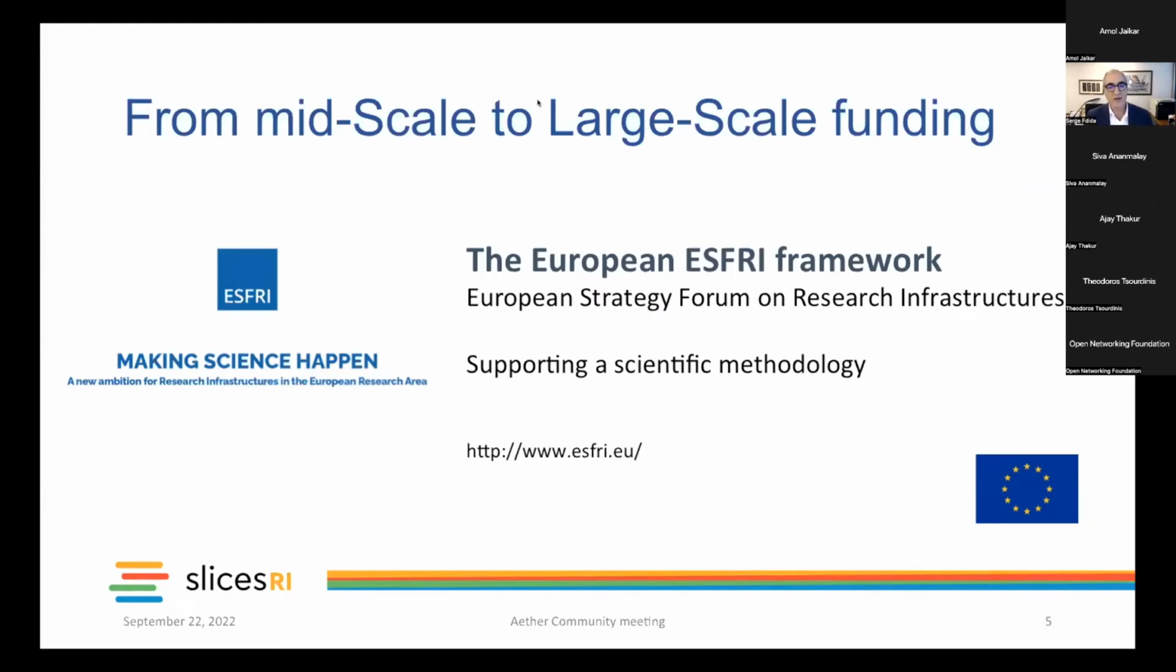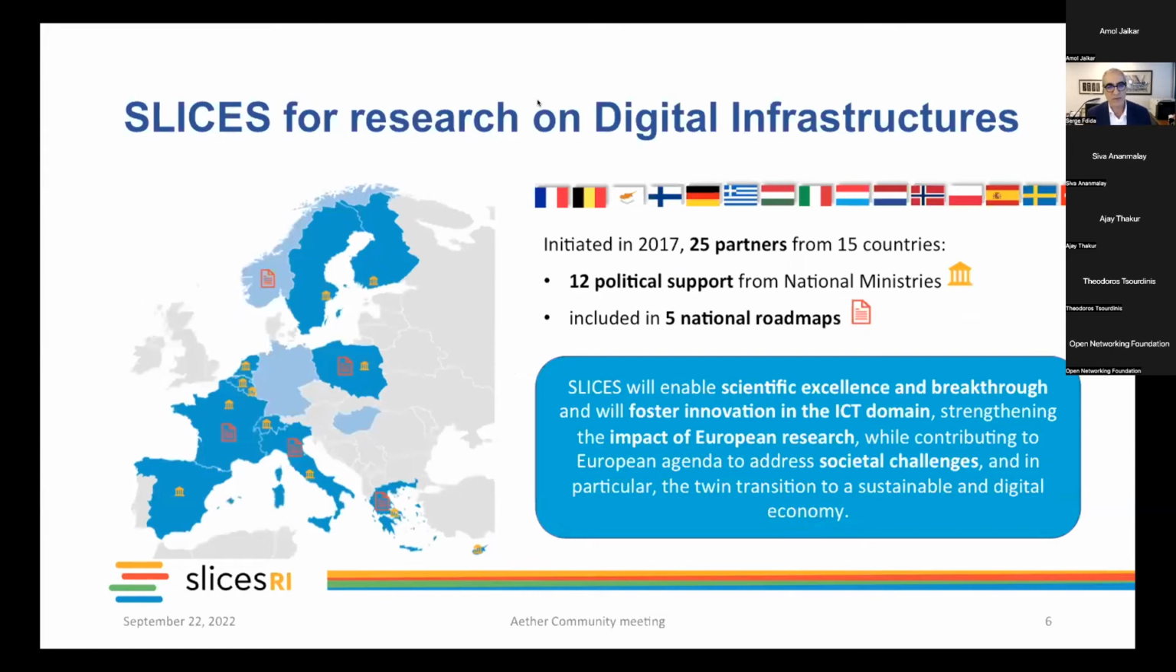And in Europe, there is an agency named ESFRI, which is the place where you put your proposal in order to become a scientific instrument. It's very competitive. There is only one solicitation every 4 years. And we're very happy to say that Slices succeeded in entering the ESFRI roadmap. So what does it mean? As you will see, it means that we are sustainable over a long period of time, as a telescope will certainly last over 20 years.